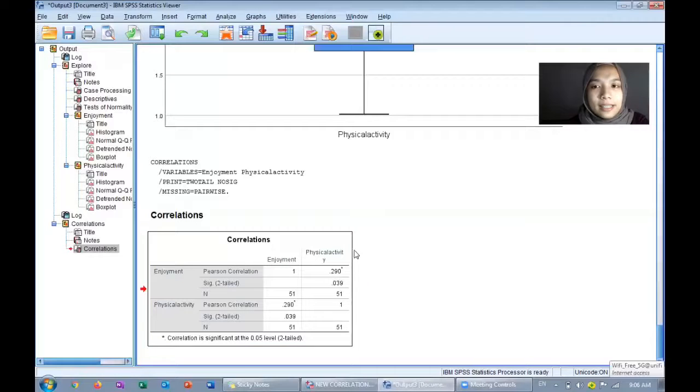So when there is a significant relationship, we can conclude that the more enjoyment, the more they engage in physical activity participation.